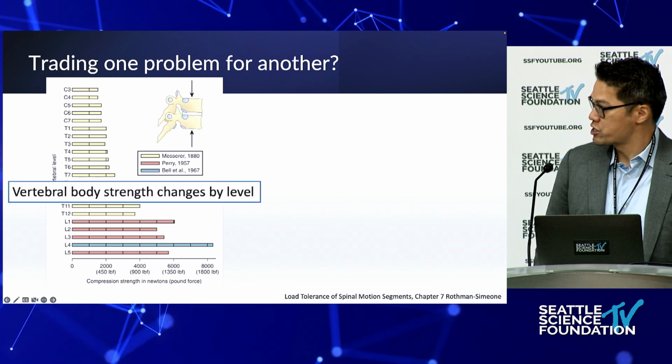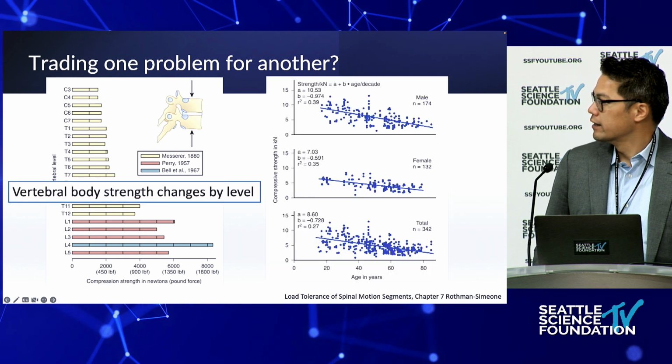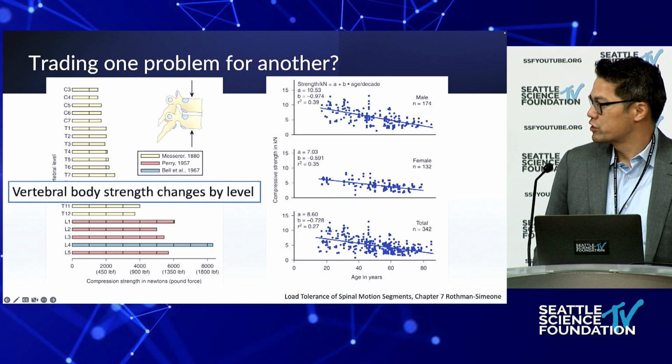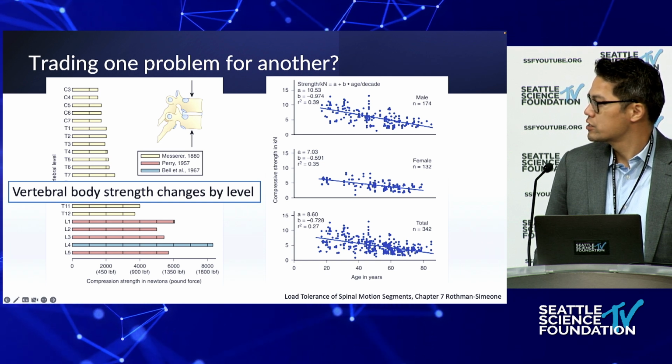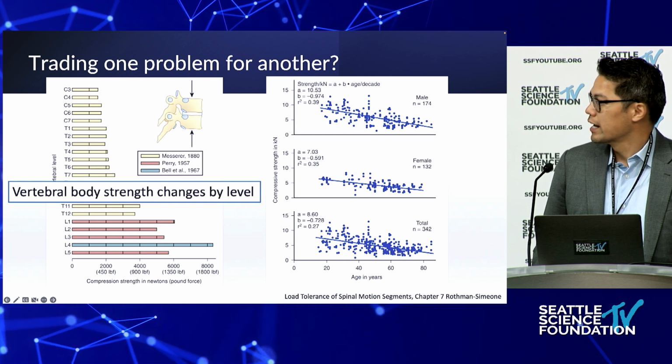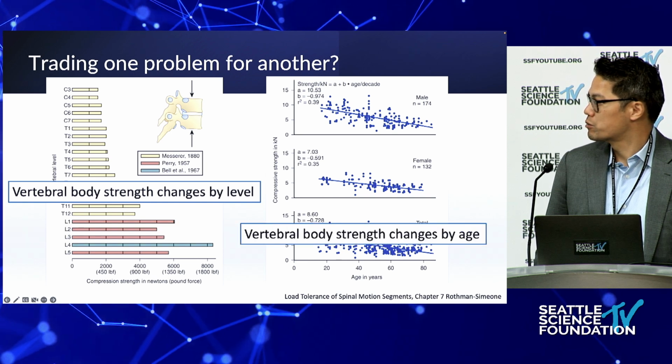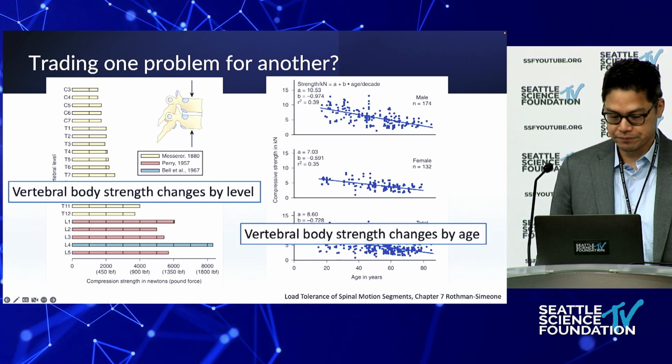So we know that vertebral body strength changes by level. And then this is a dot plot of the vertebral body strength over age. And it shouldn't come as a surprise to anybody that vertebral body strength also changes by age.